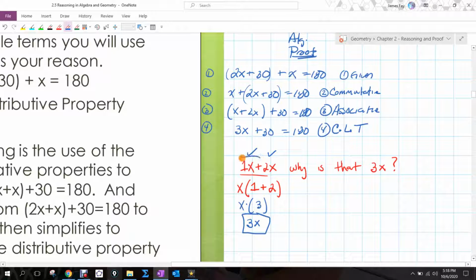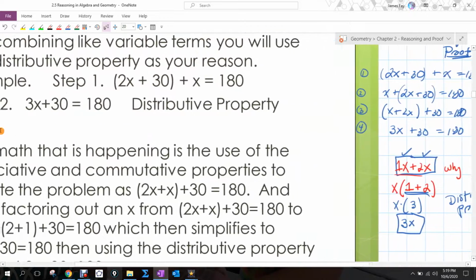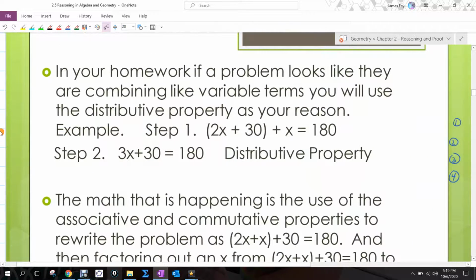So the question is, why is 1x plus 2x equal to 3x? It's not because, well, when we have like terms we add the coefficients. The reason that 1x plus 2x is 3x is the distributive property. We're able to pull that x out, which leaves me with 1 plus 2, add those together, and then multiply that x back in. So a lot of times when you think you're combining like terms, especially with variables, the logic or the reasoning is the distributive property.